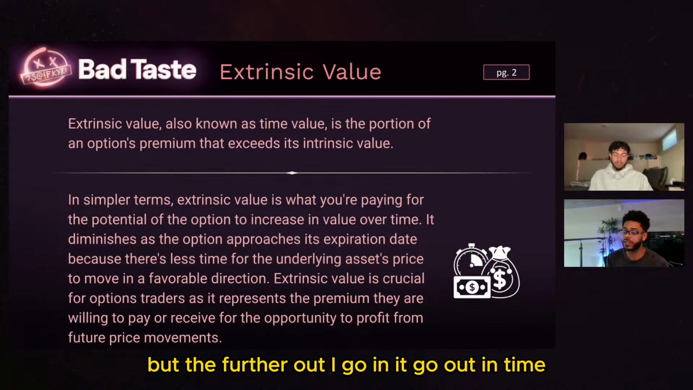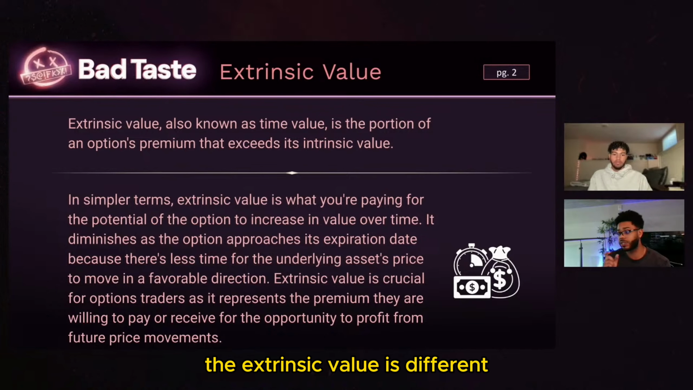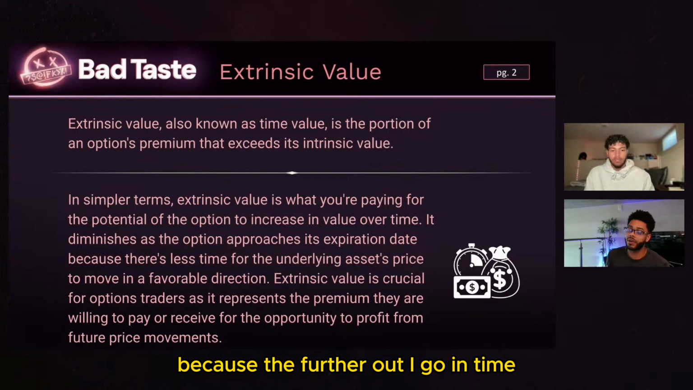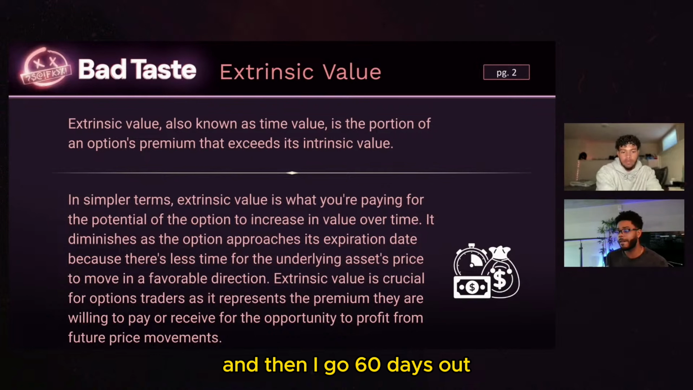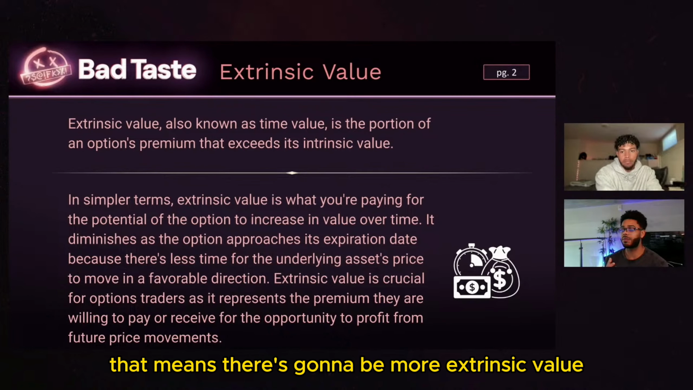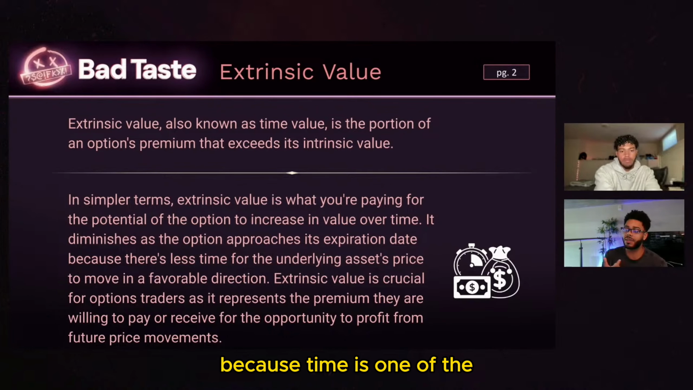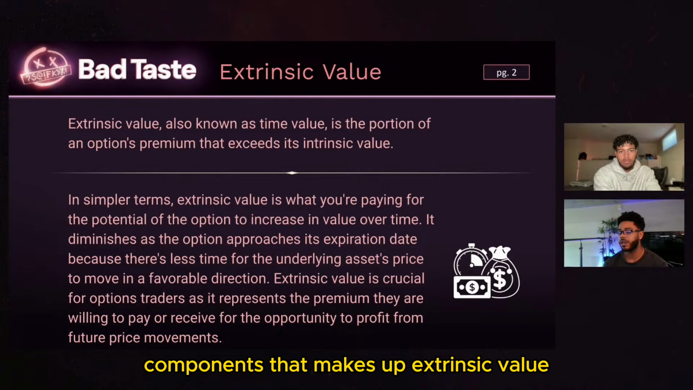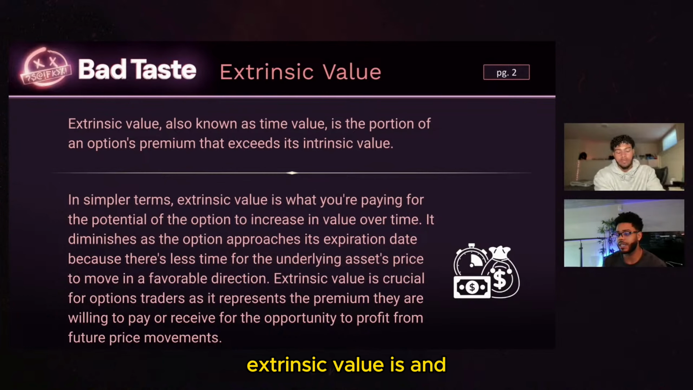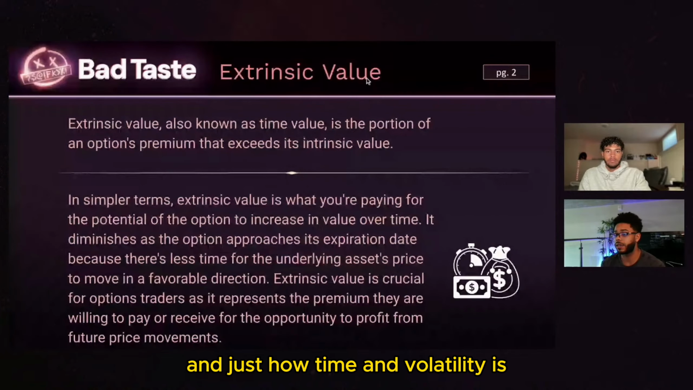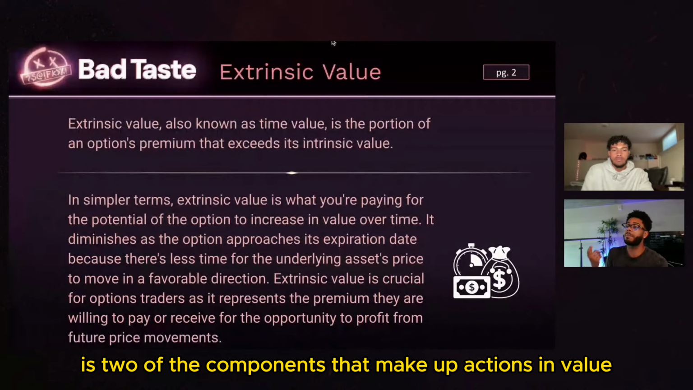But the further out I go in time, the extrinsic value is different, because the further out I go in time, the more time value is added. So if I go 30 days out and then I go 60 days out, there's more time value. That means there's going to be more extrinsic value, because time is one of the components that makes up extrinsic value. So it just lets you know how dynamic extrinsic value is, and just how time and volatility are two of the components that make up extrinsic value.